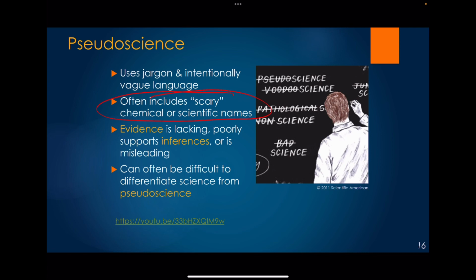Because for the regular person, if you say, oh yeah, this beverage here contains dihydrogen monoxide. Dihydrogen monoxide is water, H2O, right? But dihydrogen monoxide, that sounds very scary, right? So they could use that to, again, make you feel a certain way, make you feel scared about something, or deter you, or maybe have you come and, I don't know, do this thing or buy this thing, right? Evidence is lacking, it poorly supports inferences, or it's misleading, right?